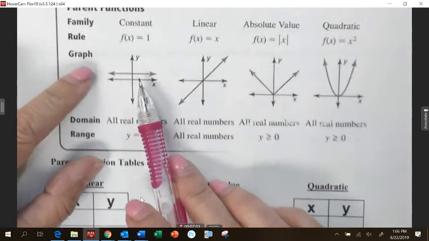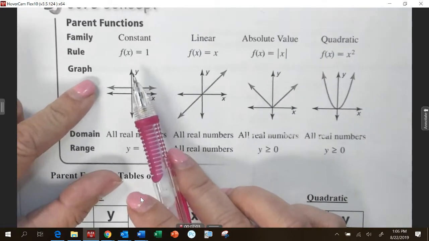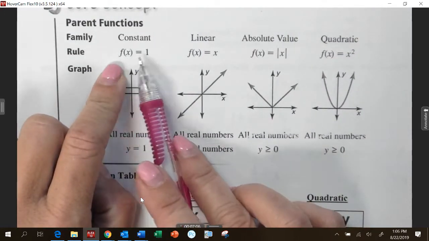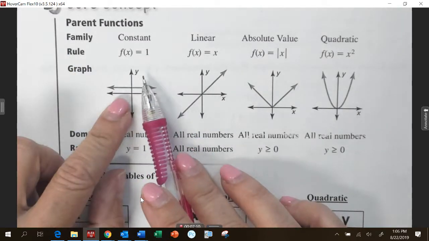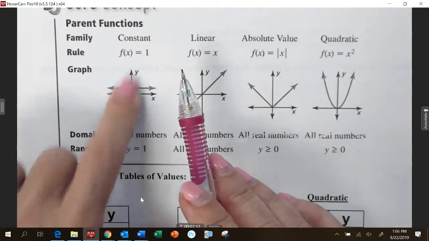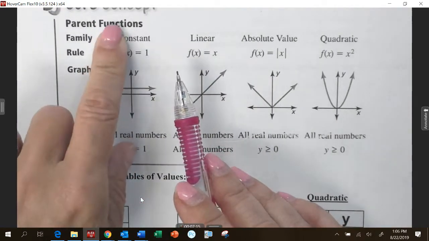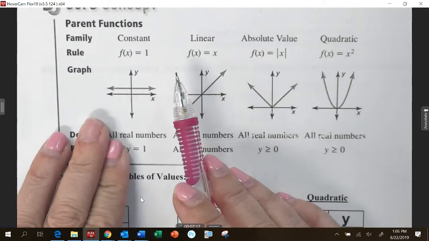Okay, so we've got a constant family, which a constant family would be when we have the function equals a number, and this is the parent, when the function equals 1. This one we don't really use so much of. We'll graph, but we don't do so much of parent functions with the constant.